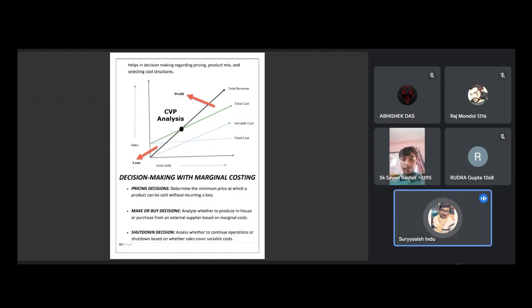Continuing from decision making with marginal costing. Price decision. Determining the minimum price at which a product can be sold without incurring a loss. Make or buy decision. Analysis of whether to produce in-house or purchase from an external supplier based on marginal cost. Shutdown decision. Whether to continue operations or shut down based on whether sales cover variable cost.